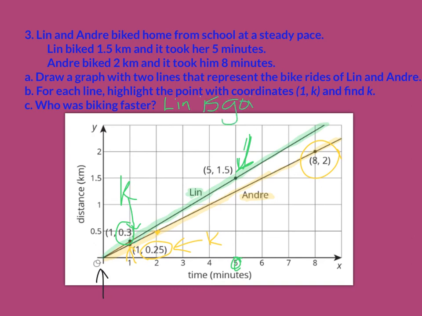But let's always make sure that we understand that the line that's on top is always going to be the fastest, faster than the ones below it, if there's more than one. But in this case, there's only two to compare.